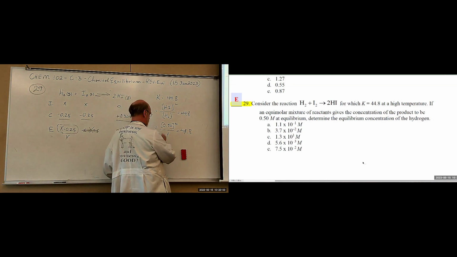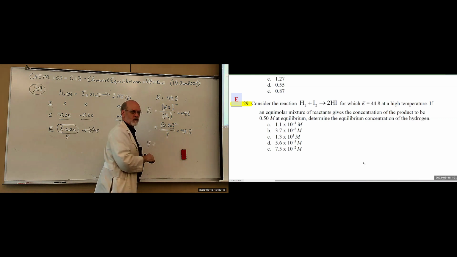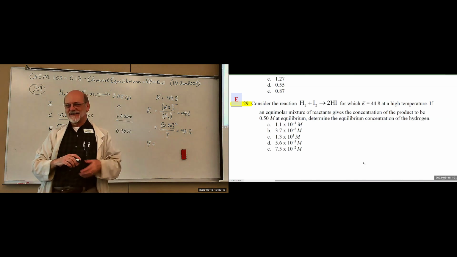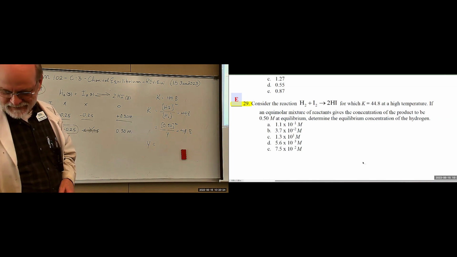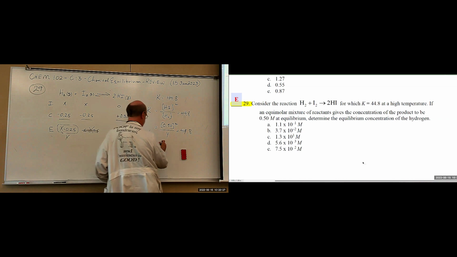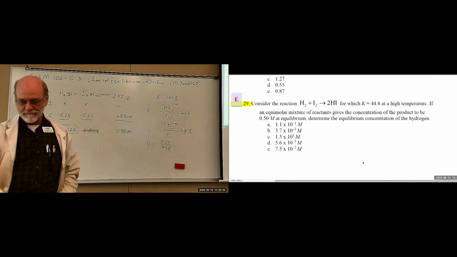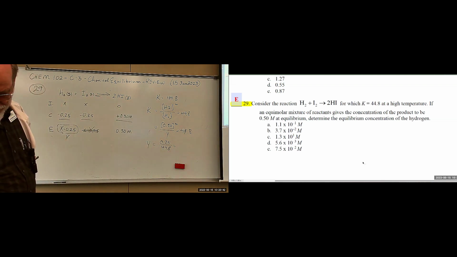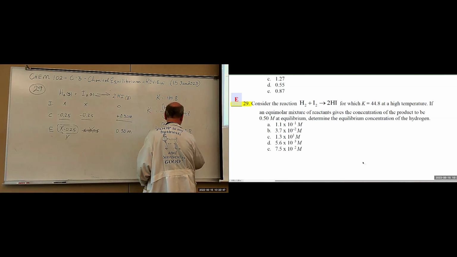I see what you did there. Okay, so y is on that side, and 0.5 squared is 0.25. Y goes over here, this goes over here, so it's 0.25 divided by 44.8, which is 5.6 times 10 to the minus 3 molar.